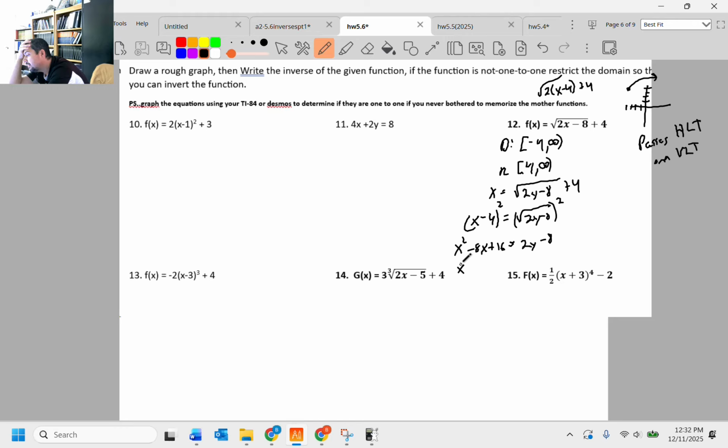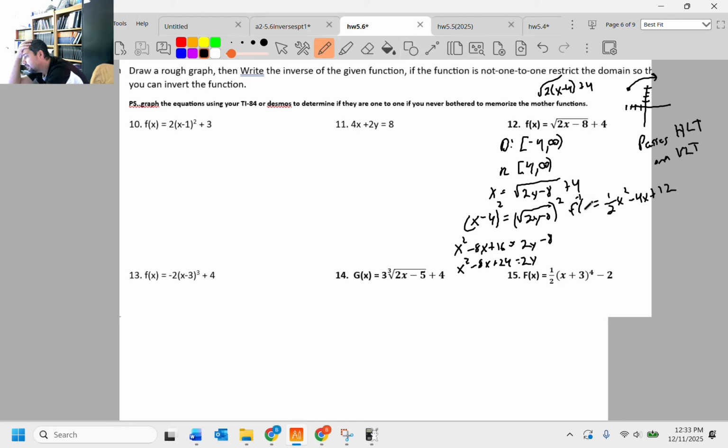Add 8 to both sides. X squared minus 8x plus 24 is 2y. And then divide everything by 2. So y is going to be x squared. Let's not, because that would make it look a little uglier. That's not a big deal. X squared over 2 is a half of x squared minus 4x, and then plus 12. Now, the third step in writing an inverse was notation.